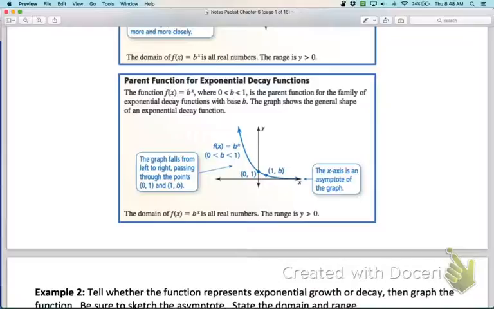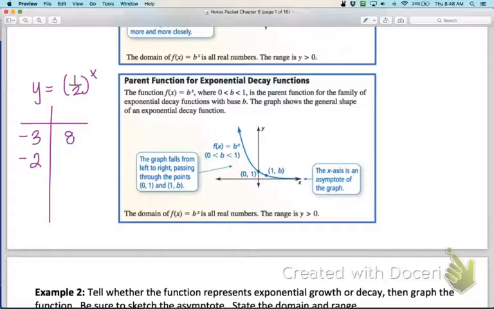But if my base were a fraction, let's look at 1/2, for example, this time. If I have y equals 1/2 to the x power, well, now if I start with my negatives, -3, that's going to flip over the 1/2. So now it's 2 to the third, which is 8. -2 is going to be 2 to the second, which is 4. -1 is going to give me 2.